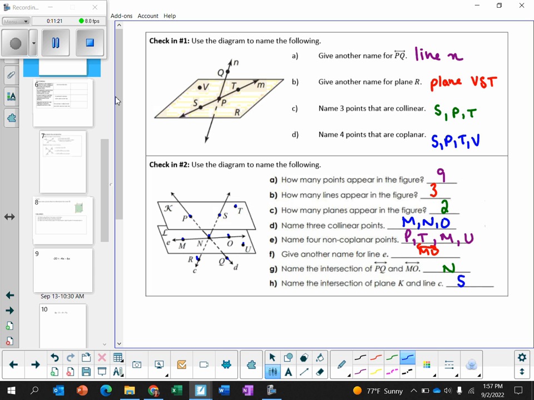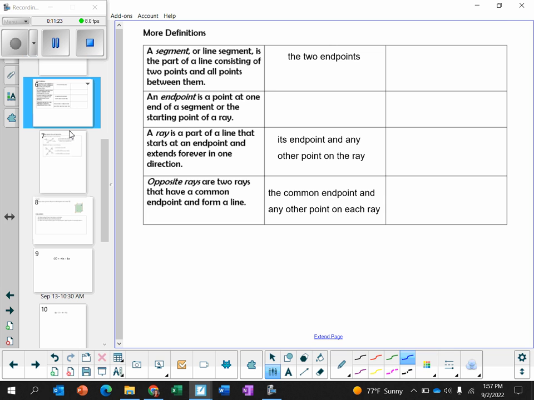All right, as we continue with our notes, we have some more definitions. A segment or a line segment is the part of the line consisting of 2 points and all points between them. So we're naming it by the 2 endpoints, and they're called endpoints because they're the ends of that segment. A segment is part of a line, so there could have been arrows here, but when we're only talking about the part between those, that's the segment. So if I had an A and a B here, that would be segment AB, and we put the bar above it without the arrows.